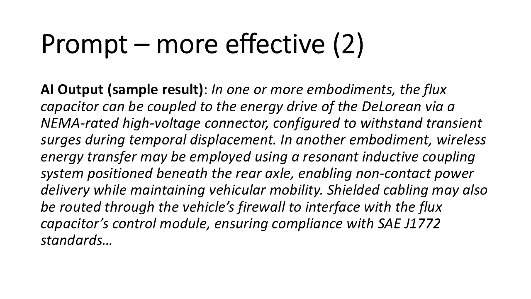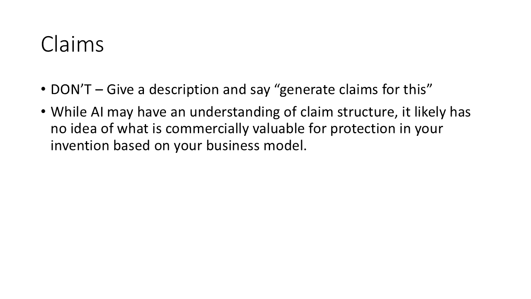Now here's the result from that more effective prompt. Notice how the AI adopts the requested style, starting with "in one or more embodiments," just as had been requested, and delivering technically plausible options along the lines of what had been requested. So when you guide the AI with clear intent, technical direction, and stylistic cues, you get output that's closer to what you need.